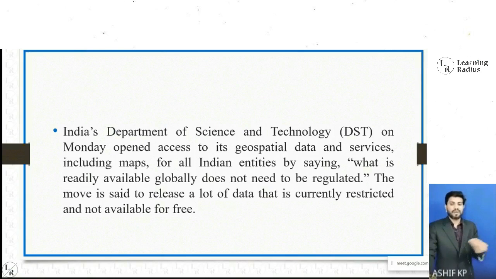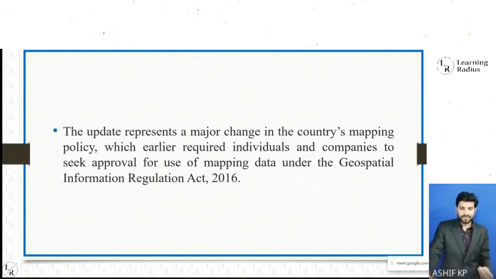India's Department of Science and Technology opened access to its geospatial data and services, including maps, for all Indian entities, saying what is readily available globally does not need to be regulated. The move is set to release a lot of data that is currently restricted and not available for free. The update represents a major change in the country's mapping policy, which earlier required individuals and companies to seek approval for use of mapping data under the Geospatial Information Regulation Act 2016.